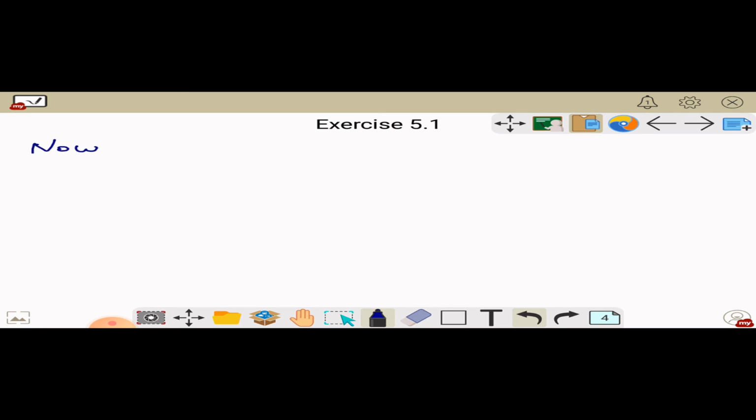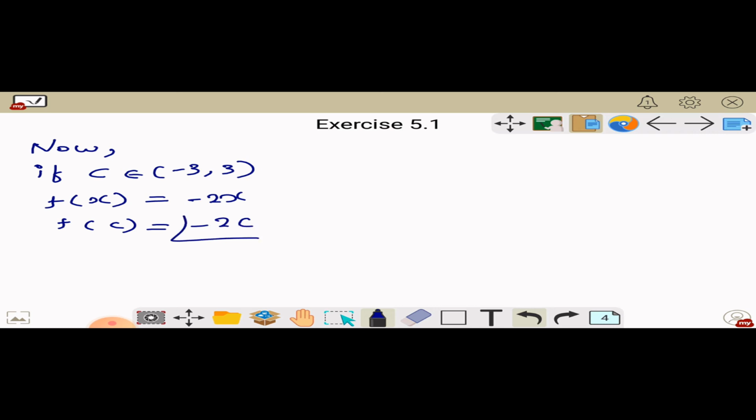So now if x belongs to minus 3 to 3, f of x is equal to, here we have to write c. So we have taken a point c which belongs to minus 3 to 3. Now for a point in minus 3 to 3, our function is minus 2x. So we get f of c is equal to minus 2c.